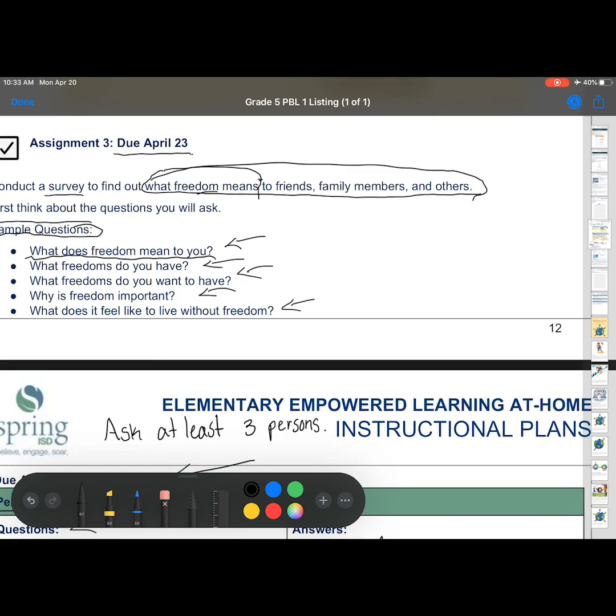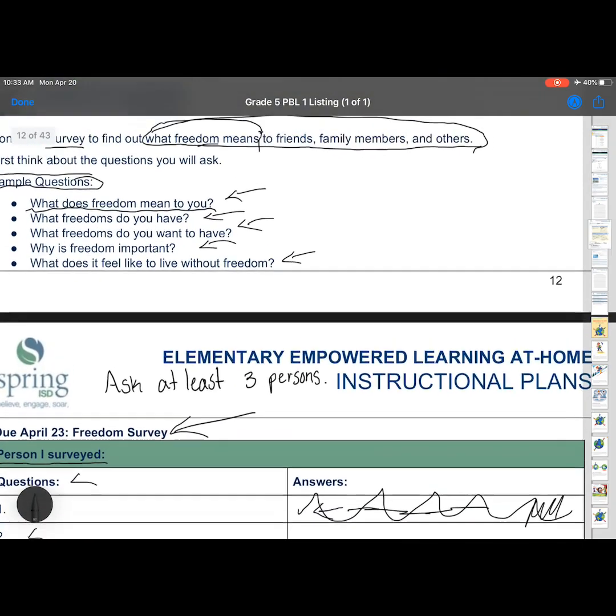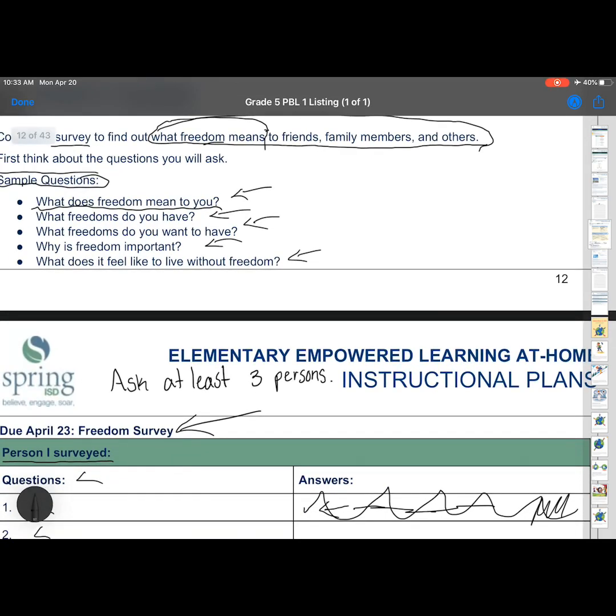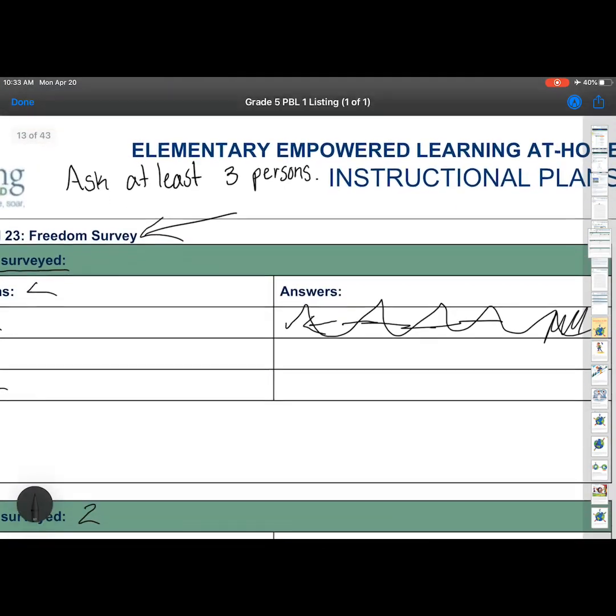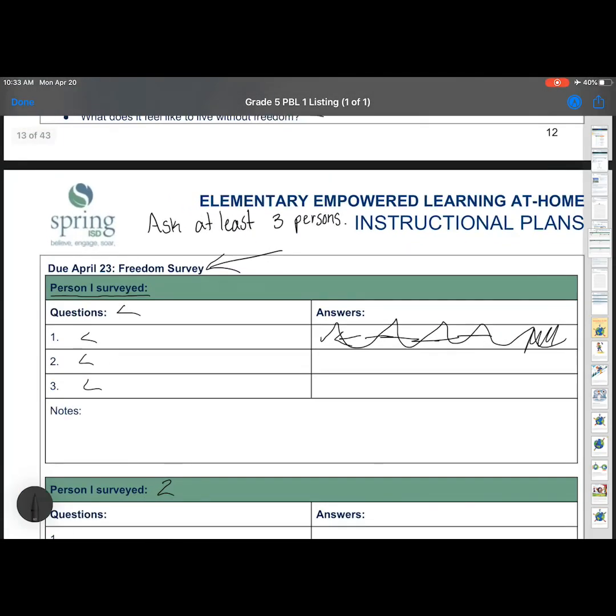What does it feel like to live without freedom? You might have family members that have lived in a country where they have not had freedom, or maybe someone that has been to jail. Maybe they lost their freedom. When people go to jail, they lose their freedom, and that would be a great person to ask. What does it feel like when you lose your freedom? That would be a very interesting person to ask.